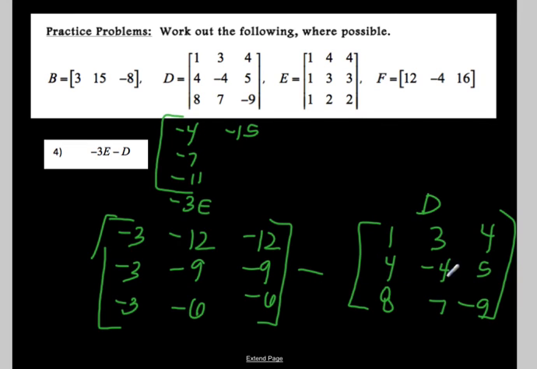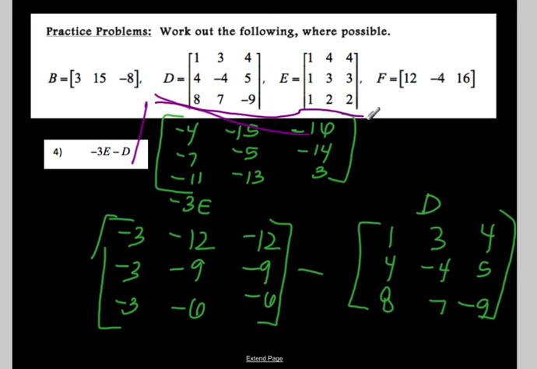Negative 9 minus a negative 4, so negative 9 plus 4 will give me negative 5. Then I will have negative 6 minus 7 gives you negative 13. Negative 12 minus 4 gives you negative 16. Negative 9 minus 5 will give me negative 14. And lastly, negative 6 minus a negative 9. So negative 6 plus 9 will give me 3. So here is my solution to this problem.